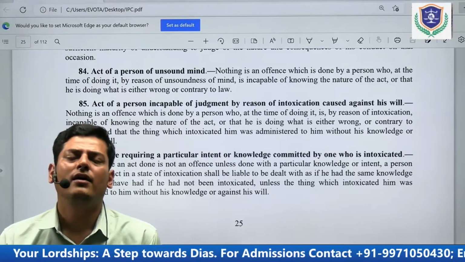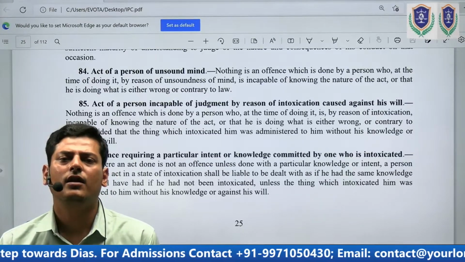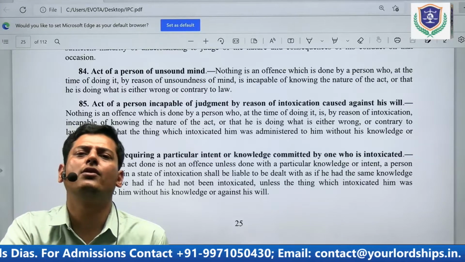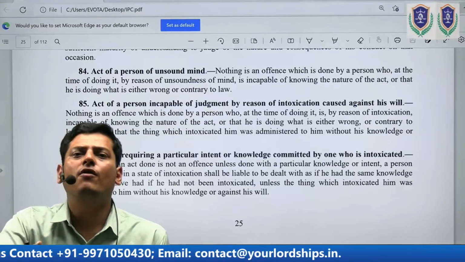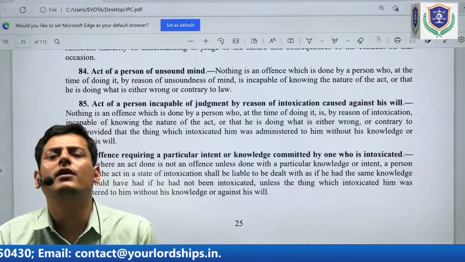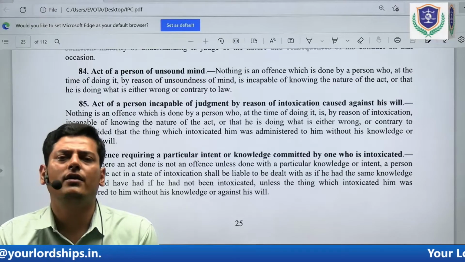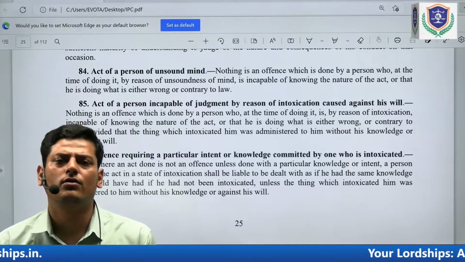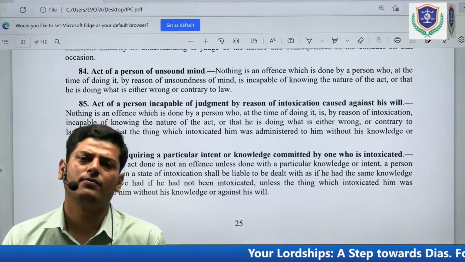Meaning thereby, if at the time of committing any act, the person was suffering from unsoundness of mind, and by reason of suffering from unsoundness of mind, he was unable to know the nature and consequences of his act, or whatever he was doing was either wrong or contrary to the law, then it will not be considered as an offense.